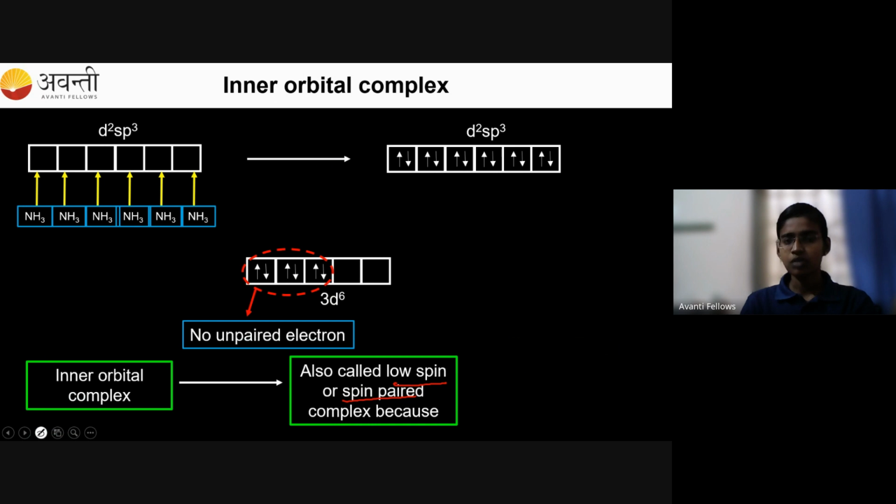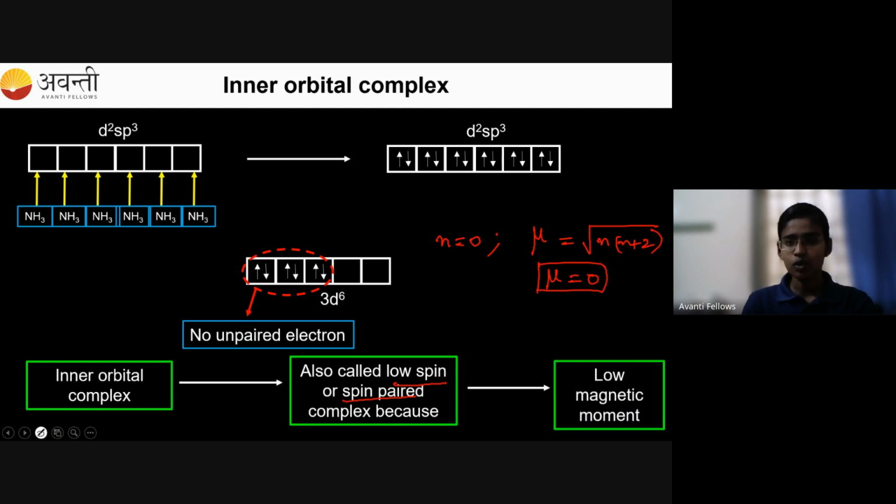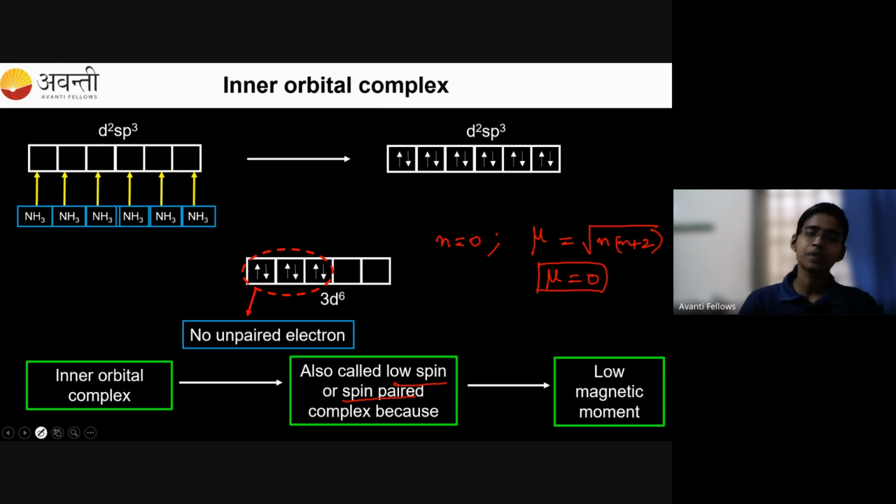Okay. And what will be the magnetic moment of this complex? The number of unpaired electrons is 0. So if you substitute here in the magnetic moment formula, which is root of n into n plus 2, you will substitute 0, right? So the magnetic moment will be 0, which is very, very low. So due to the very low magnetic moment, it is called a low spin or spin paired complex. Okay, clear for all?